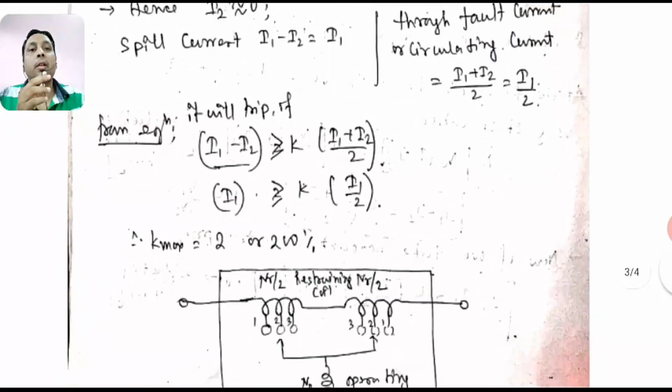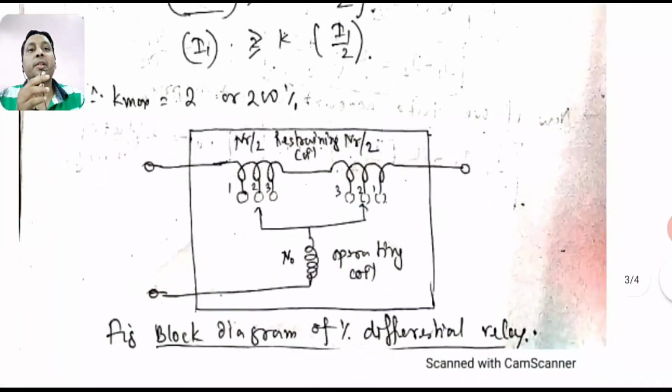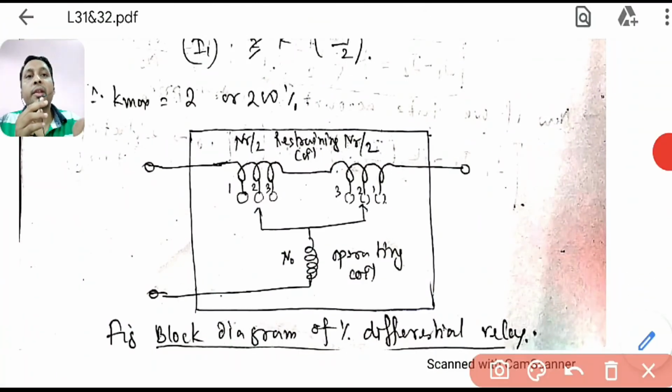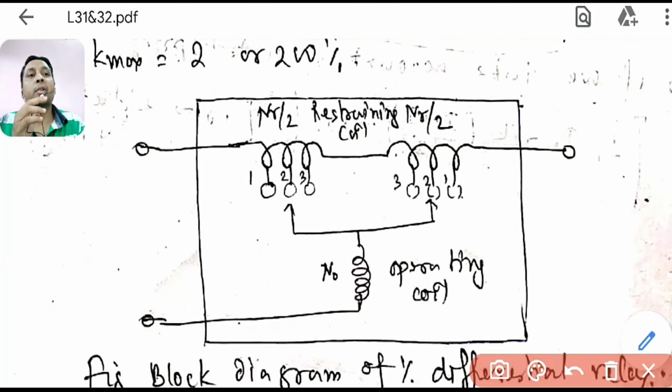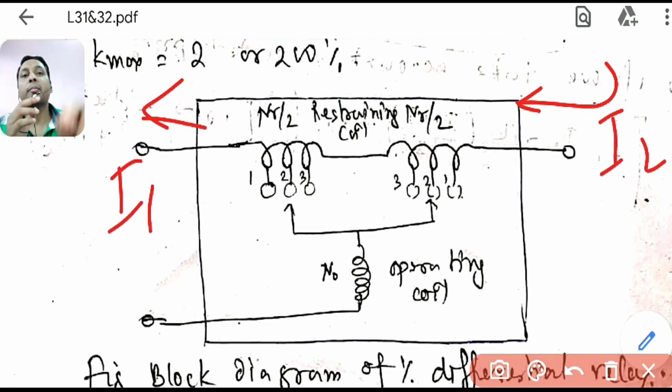Now if you see the block diagram of this percentage bias differential relay, you can see this is the restraining coil. The coil numbering is also interesting. You can see it is 1, 2, 3, 1, 2, 3. Why is it numbered in this fashion? You can correlate now. Suppose your current comes through this and goes through this. This was the diagram, you can see this was your I2, this was your I1. So if the tap is located here at 3, then it should be located here at 3.